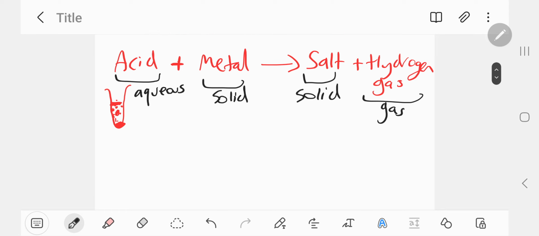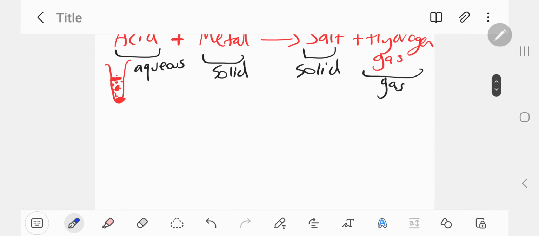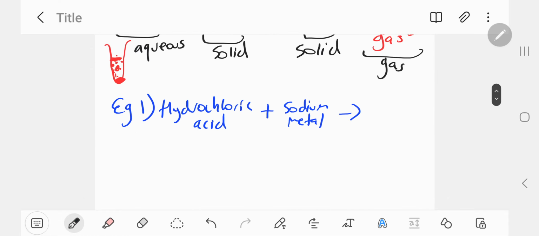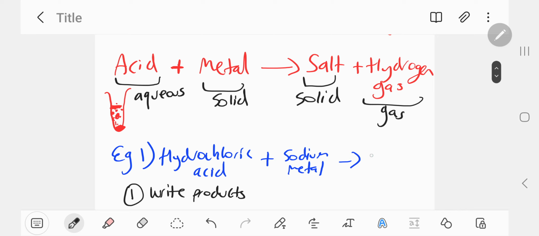So let's do some examples to see how this works. I'm going to use 4 common acid names that typically pop up in exams. These are classic examples. So example 1, suppose I have hydrochloric acid reacting with sodium metal, and I need to work out what the products are. So step 1, as always, it's a step-by-step process. It's a recipe. Step 1 is to write down the products. Products formed in this case, if you look up there at the general equation, is a salt and hydrogen. So write down salt and hydrogen gas for now.